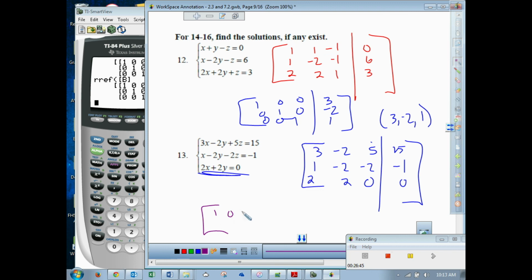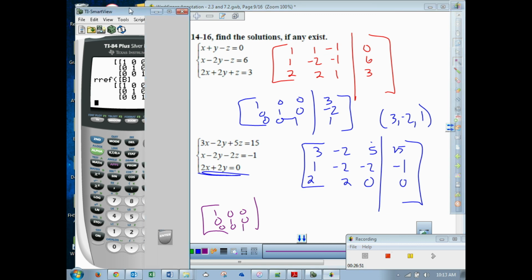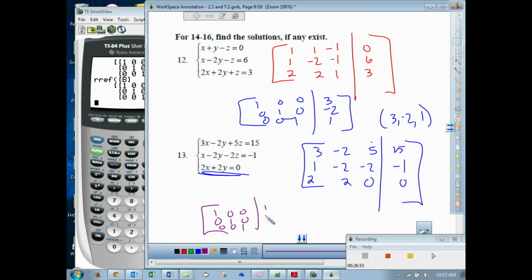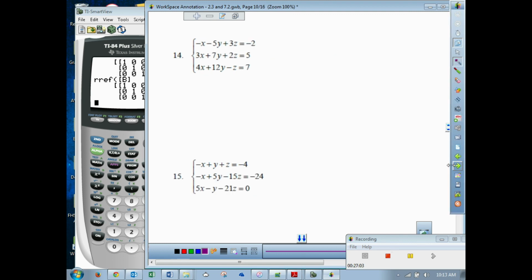Going one diagonally is good. That means you've got solutions. And those were 1, negative 1, 2. So that's my ordered triple. Cool. Why don't you do the next one, pause the video, get that done. Give me 2 matrices, an augmented and one in reduced row echelon form, and then we'll interpret it.